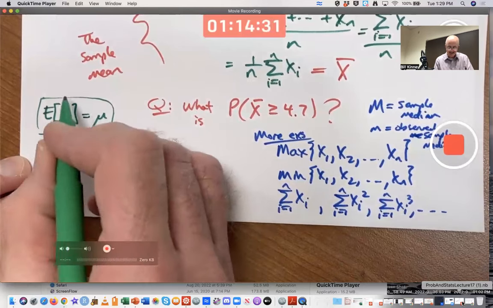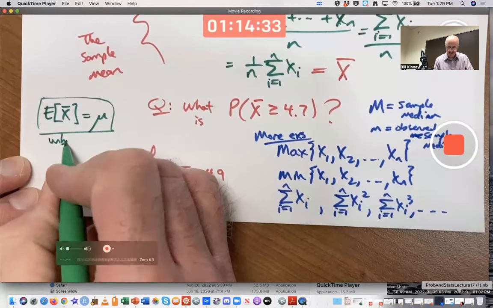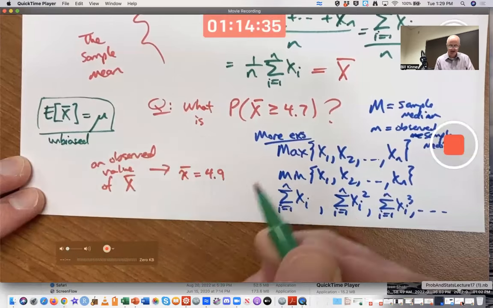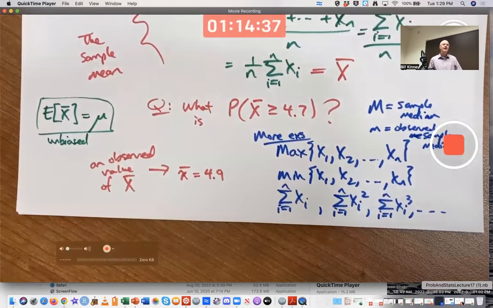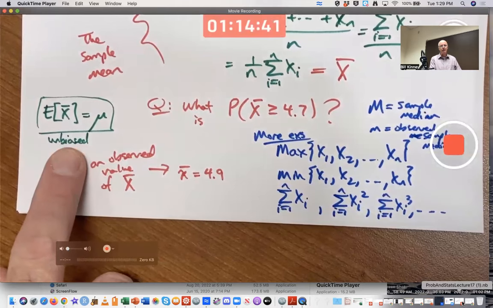That's called unbiased. X bar is an unbiased estimator for mu. And we need to delve into what that is all about. This actually is a little preview of chapter 7.